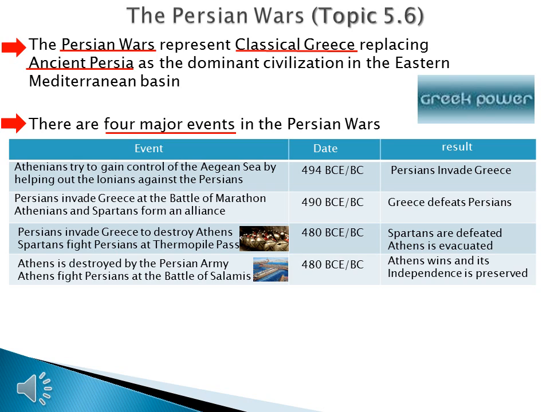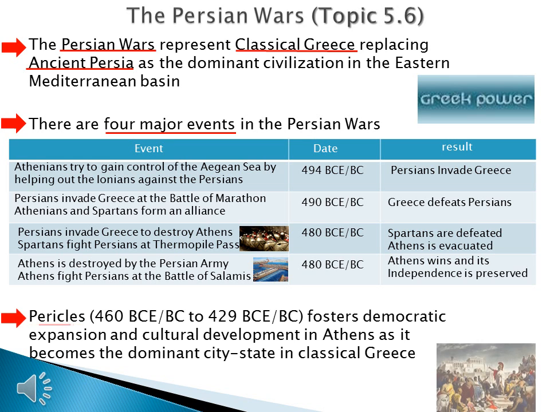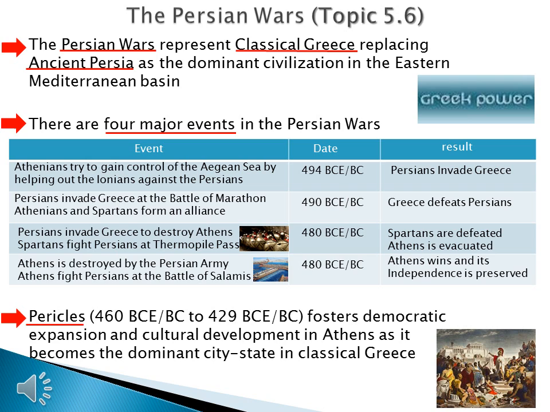The Persians lose, the Athenians win, but Athens is destroyed. It needs to rebuild, and it needs a leader, and we find one. Pericles, he's around from 460 BCE to 429 BCE, fosters democratic expansion and cultural development in Athens as it becomes the dominant city-state in classical Greece. Go to the next slide.